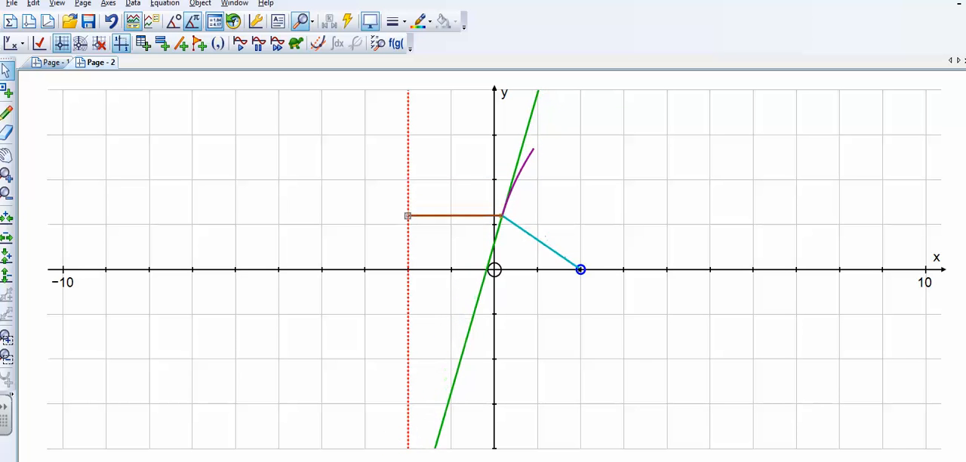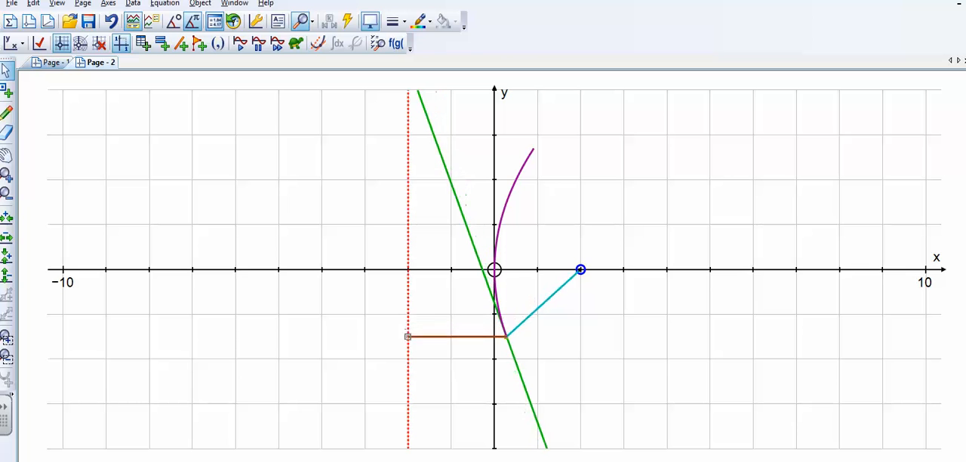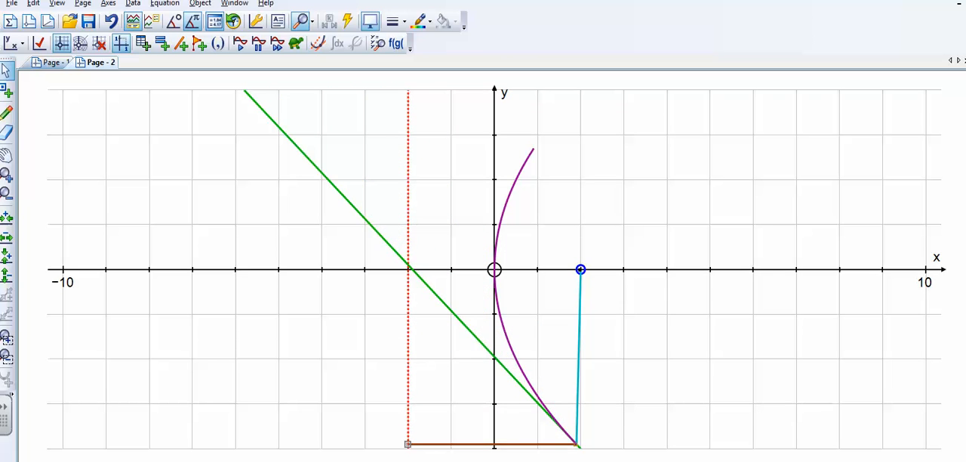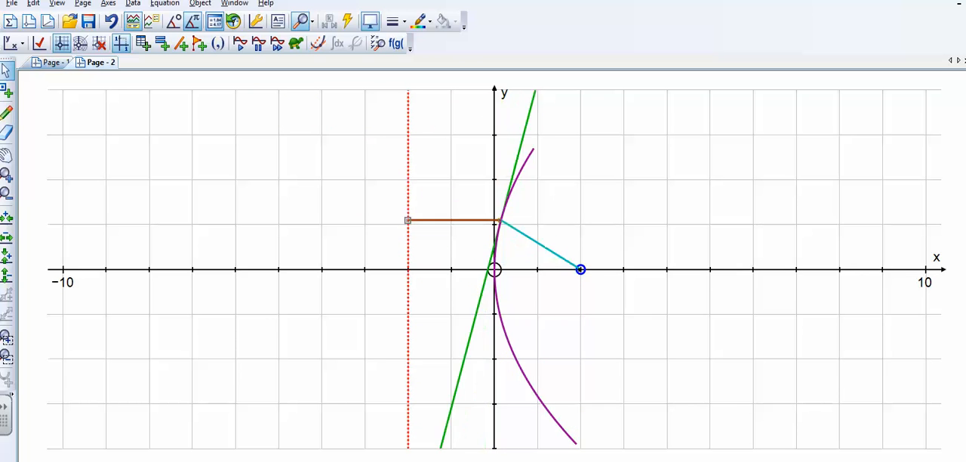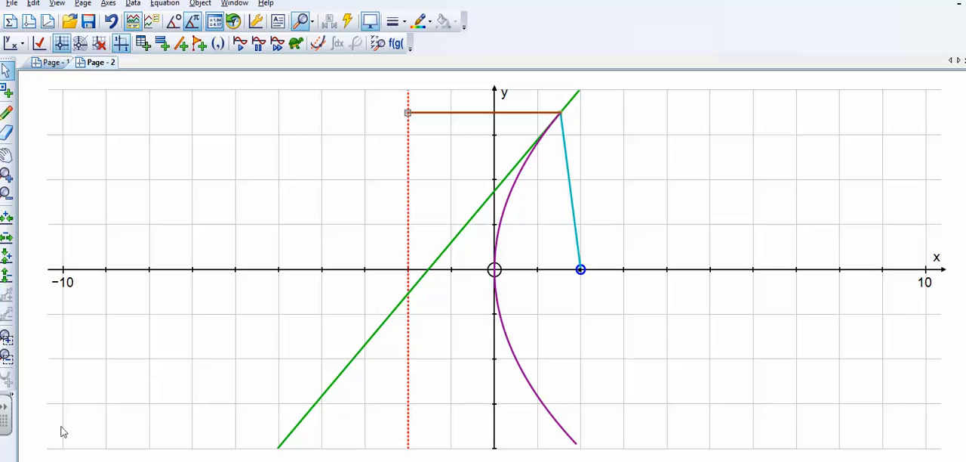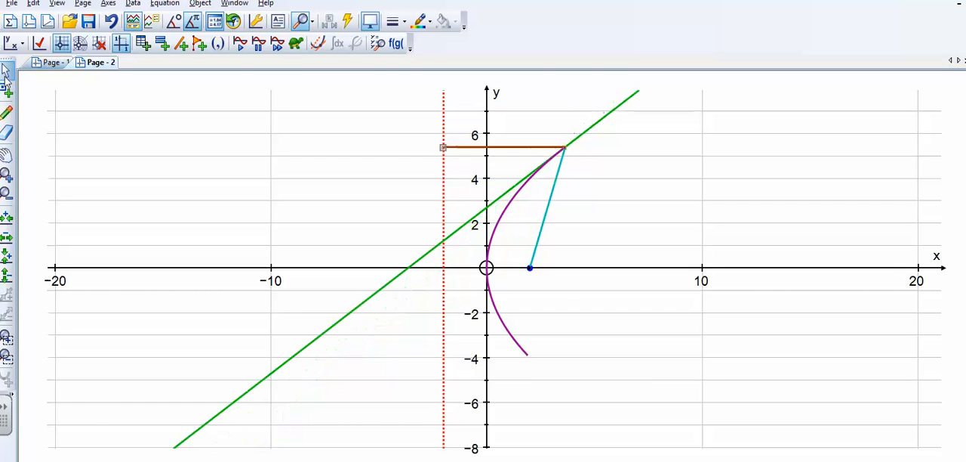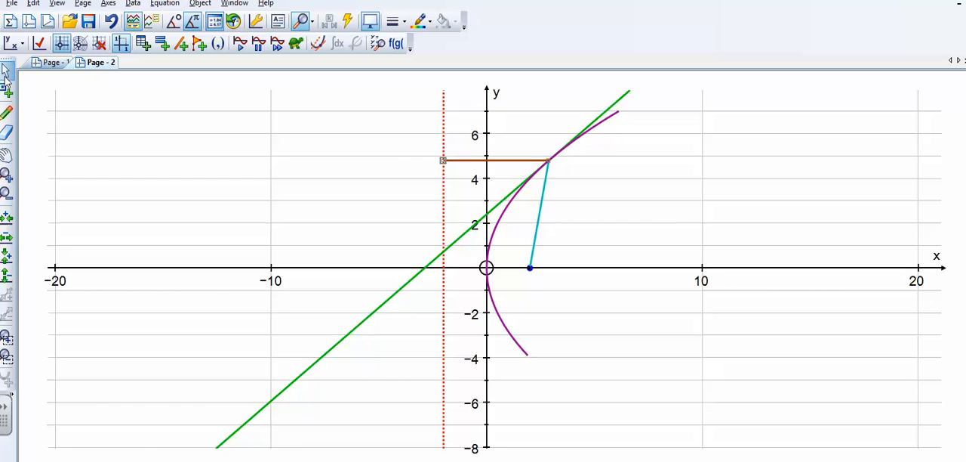So if I go a bit further, we can see that we're tracing out the path, or the locus, of a parabola. And if I zoom in a little bit and do that again, you can see the parabola a bit more clearly.